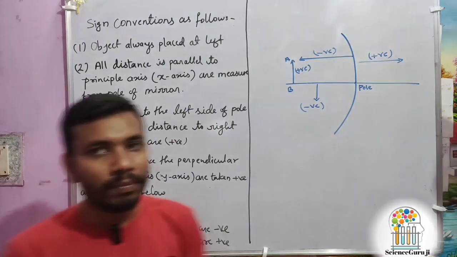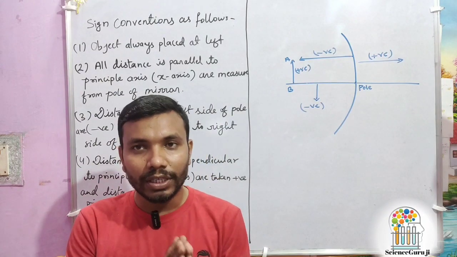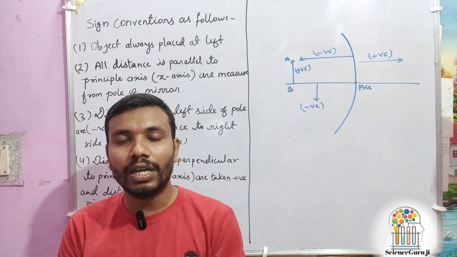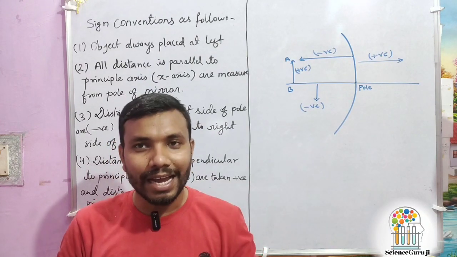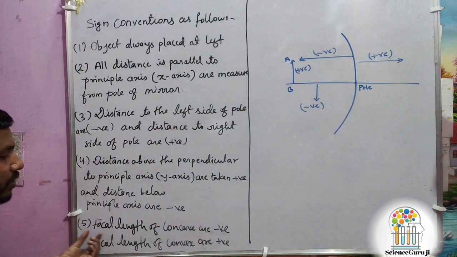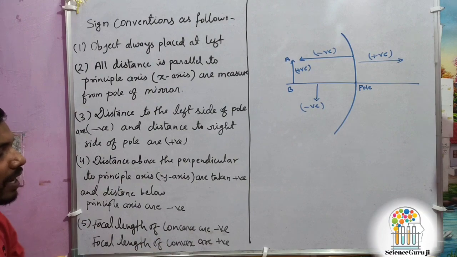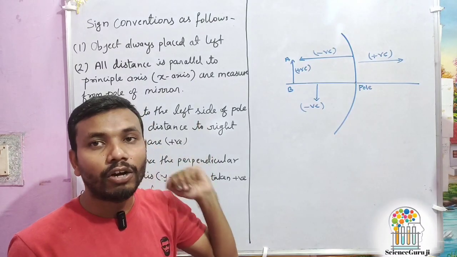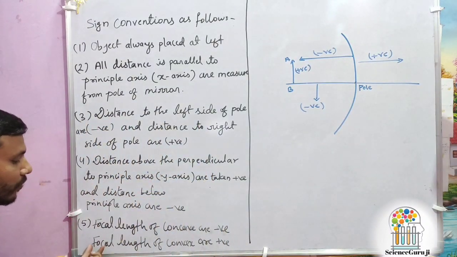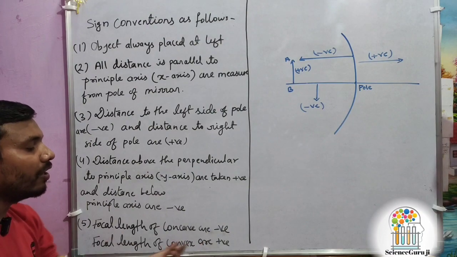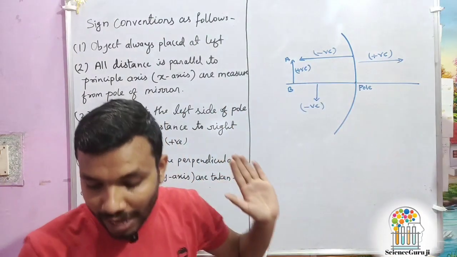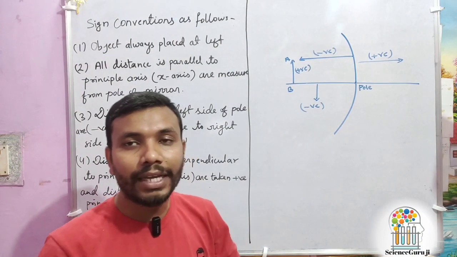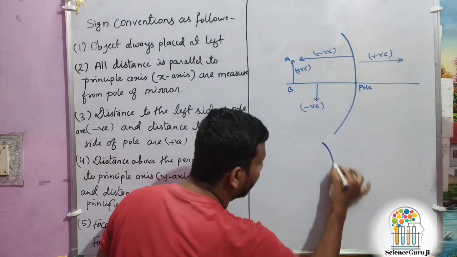Here, one thing to remember is that the focal length for the concave mirror is always on the left side, and for the convex mirror the focal length is always formed on the right side. So the sign convention for the focal length of a concave mirror is negative. Why? Because it is forming on the left side of the mirror. And the focal length of a convex mirror is always taken as positive. Why? Because it always forms on the right side of the mirror.